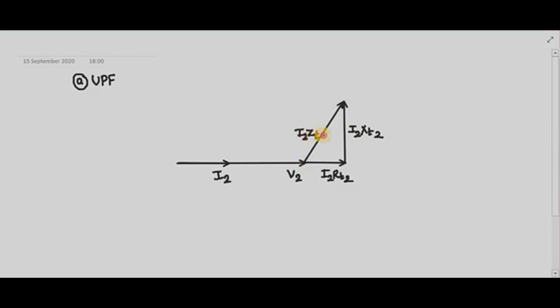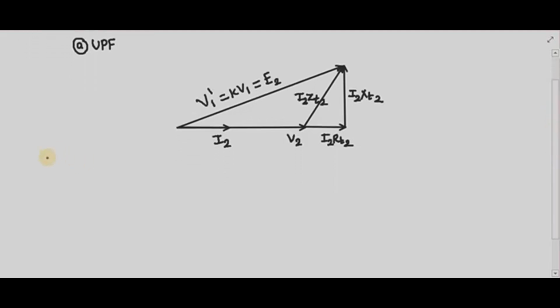I2 ZT2. And vector addition of your V2 and I2 ZT2 is nothing but, what is that? It is V1 dash. What is V1 dash? V1 dash equals K into V1, or it is equal to E2, right? So this is the phasor diagram for unity power factor. Now let us draw the phasor diagram for lagging power factor.